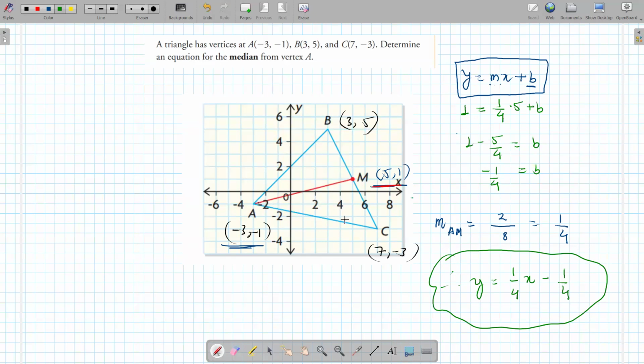And you can also find the median from C to the opposite end or from B to the opposite end. Every triangle has 3 medians.